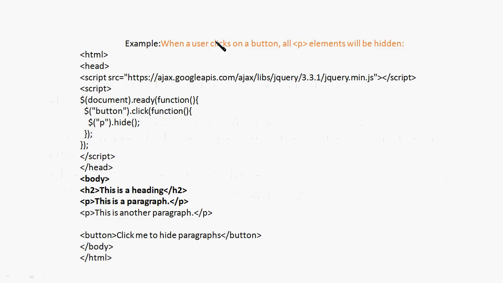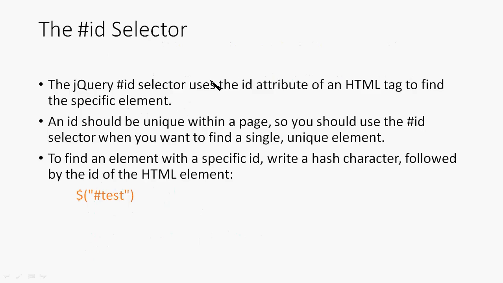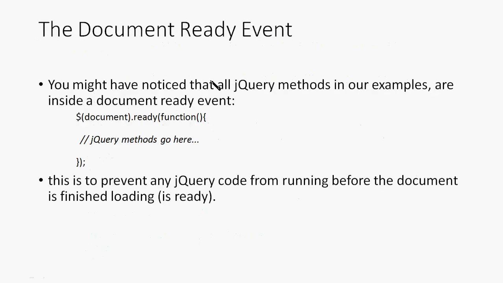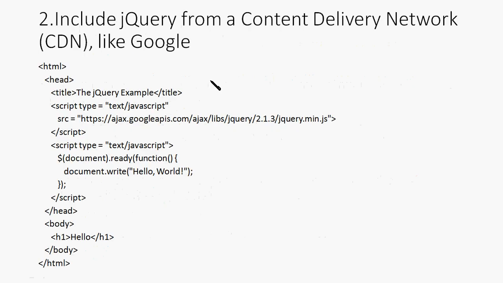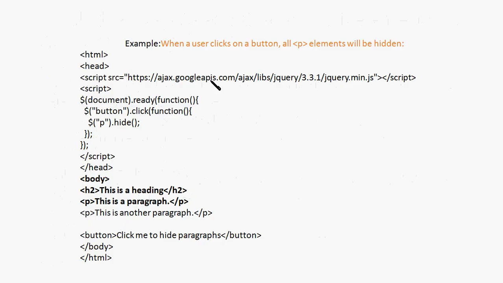This is an example. When a user clicks on a button, all P elements will be hidden. So how can you write this code? I already mentioned that there are two ways you can use jQuery code: first, you download the code, or you use a content delivery network. Here I am using the Google Content Delivery Network as the source, and the document.ready function. This is actually a jQuery function. Here we specify that on clicking the button, the paragraph element must hide, and then closing it.